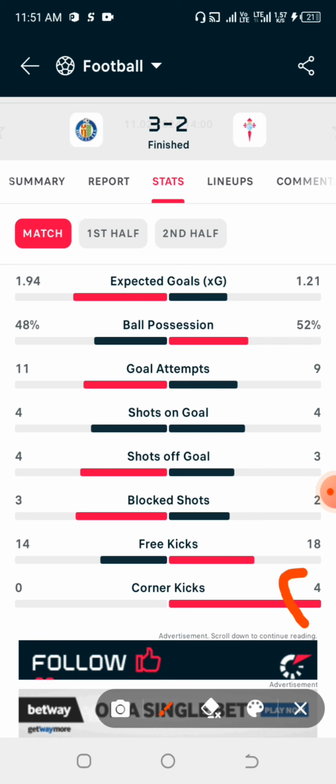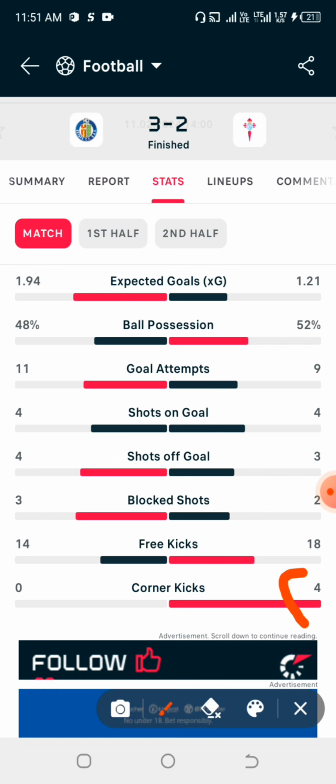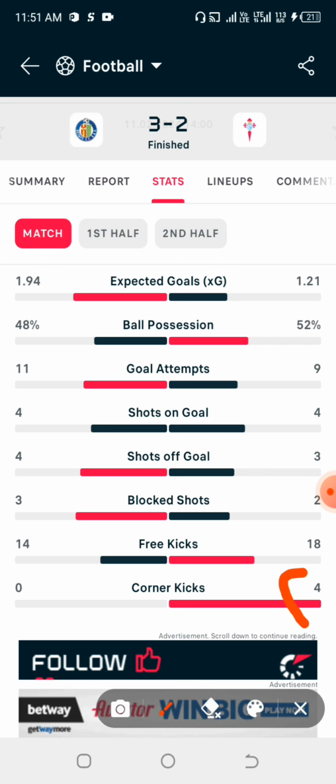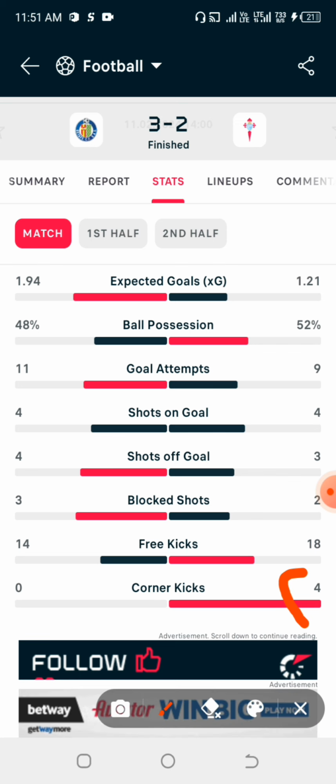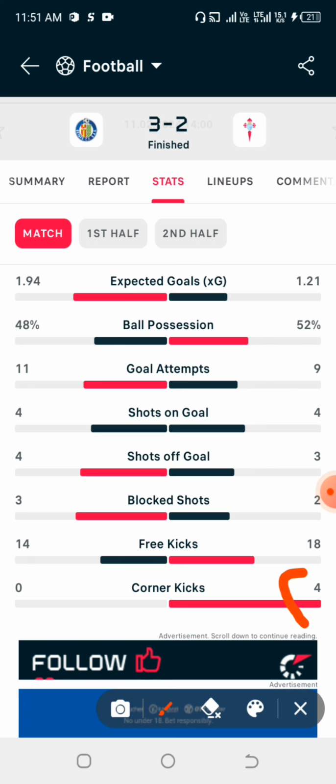So these are the things that you guys need to be considering. You have to look into how these teams have been playing corners. It seems that they don't really put pressure from the flank when it comes to playing against each other. So now, adding 34 with 4, we are getting 38.